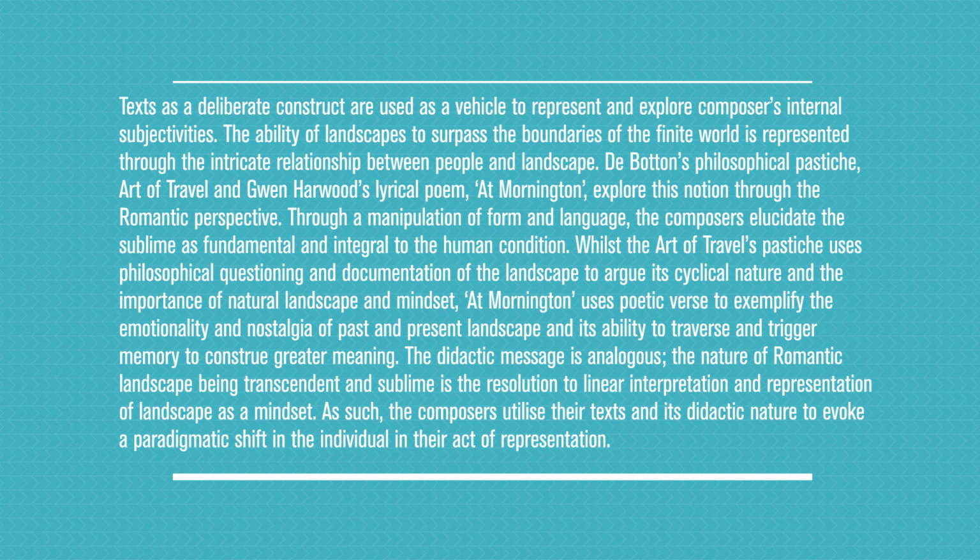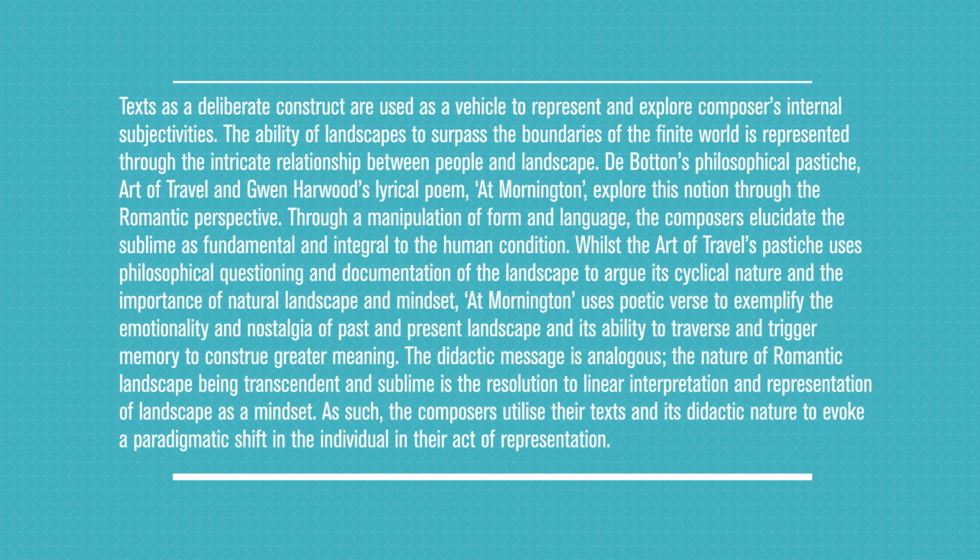The ability of landscapes to surpass the boundaries of the finite world is represented through the intricate relationship between people and landscape. Now you're looking at his second thesis statement. Sub-thesis is linked to the actual elective, people and landscapes. De Botton's philosophical pastiche Art of Travel and Gwen Harwood's lyrical poem At Mornington explore this notion through the romantic perspective. Through a manipulation of form and language, the composers elucidate the sublime as fundamental and integral to the human condition. So again, active representation, he's using manipulation.